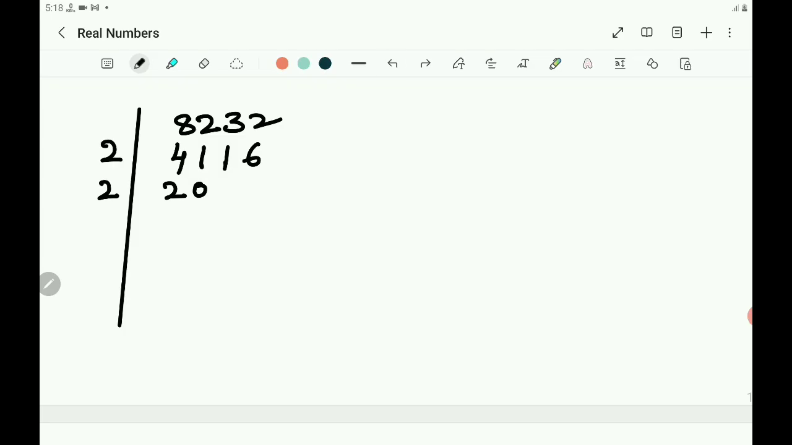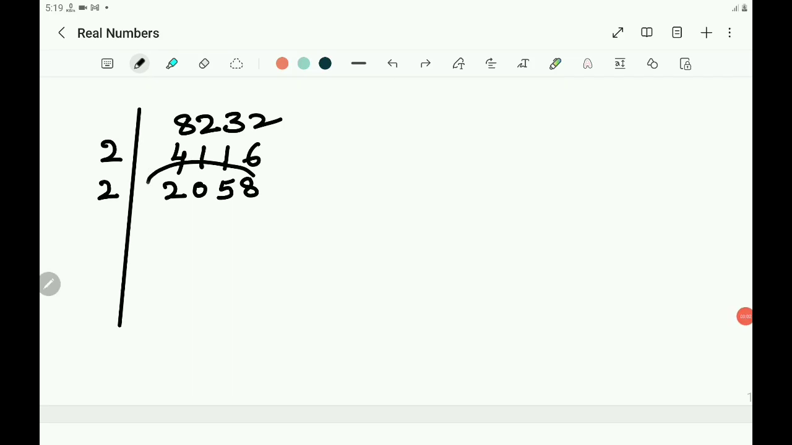So what is remaining here? 1. 1 and 1 becomes 11. And you know that 11 is not in the table of 2. Its previous number 10 is there, so you write 2 5s are 10. Next, 11 minus 10 means 1 is remaining. Then it is 16. 16 is in the table of 2. That is 2 8s are 16.